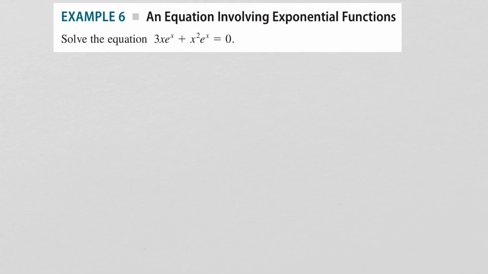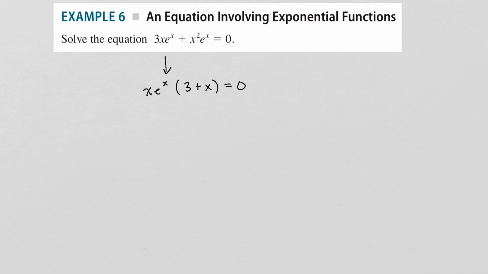In our next example, we have sort of a random example of an equation involving exponential functions. So this isn't of a particular type. You just have some exponential functions mixed in with some polynomial type functions. And so how would you go about solving something like this? Well, we know that when something is equal to 0, we can often use factoring to help us solve it. So notice that these two terms have a common factor of e to the x and also a common factor of x. So I can factor this as x e to the x multiplied by 3 plus x equals 0.